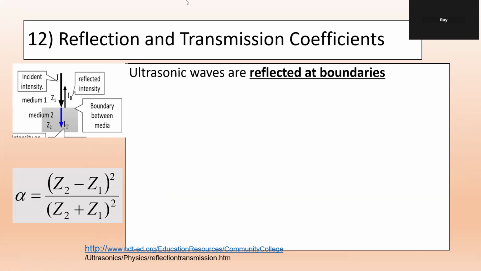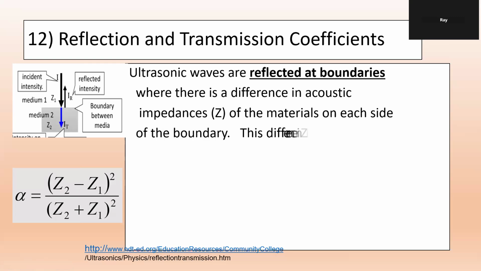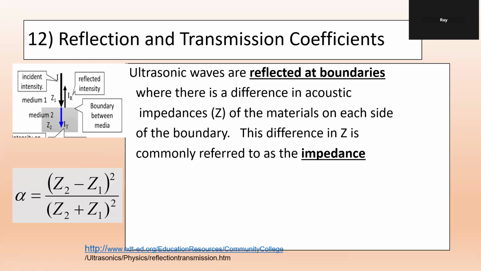Ultrasonic waves are reflected at the boundary between the two layers. This shows the incident and the reflected intensity. Reflection occurs where there is a difference in acoustic impedance Z of the materials on each side of the boundary. This difference in Z is commonly referred to as impedance mismatch.